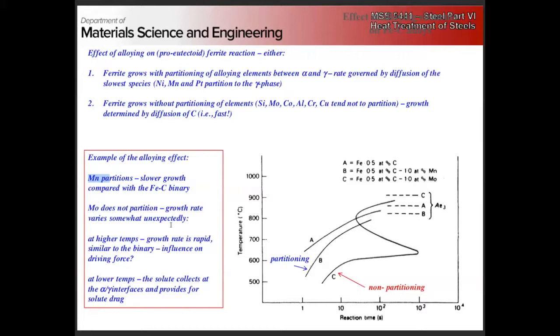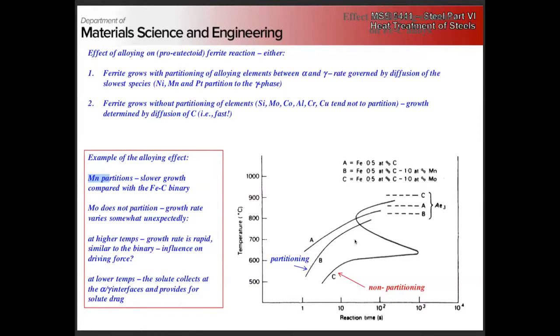Molybdenum doesn't partition. So at higher temperatures, growth rate is rapid, similar to the boundary, but at lower temperature, our partitioning solute collects at the interface and gives a solute drag and slows our growth down, right? So if we look at what this curve is telling us, curve A is just iron 0.5% carbon, right? And this is essentially the nose of our curve.